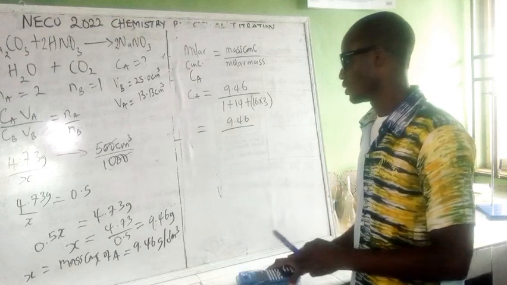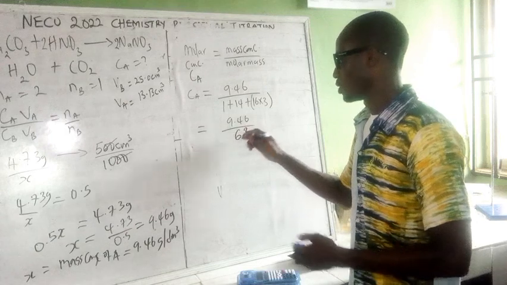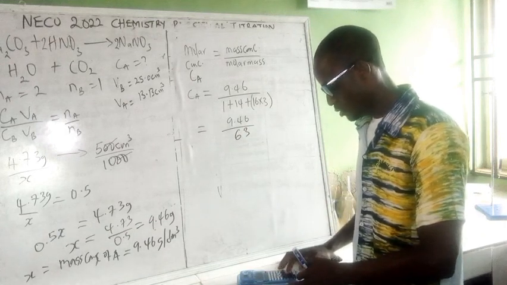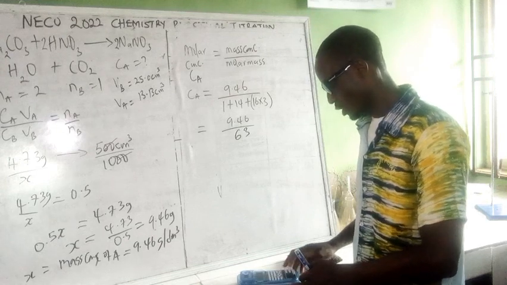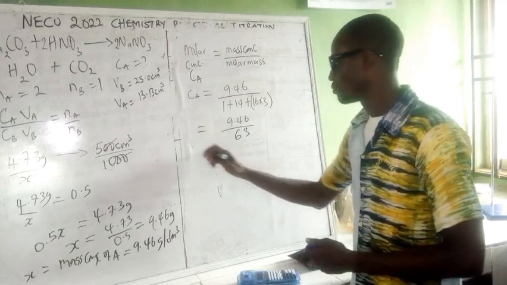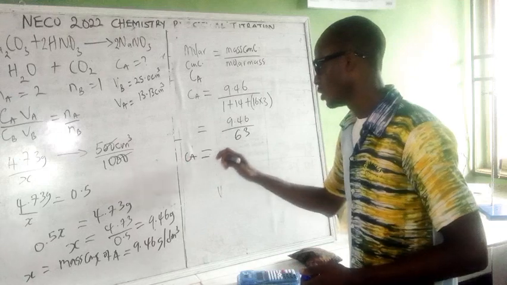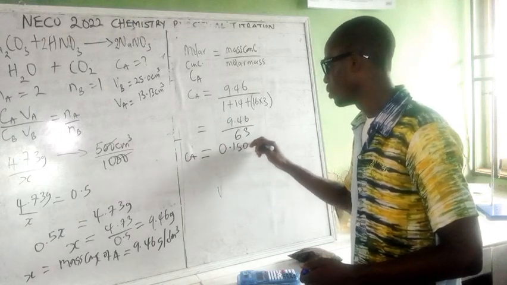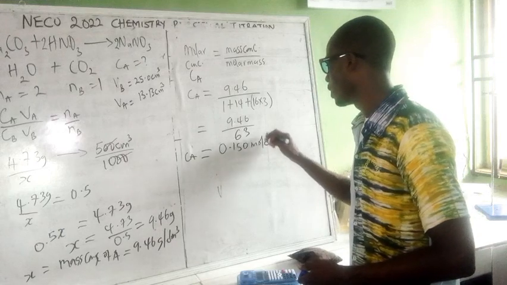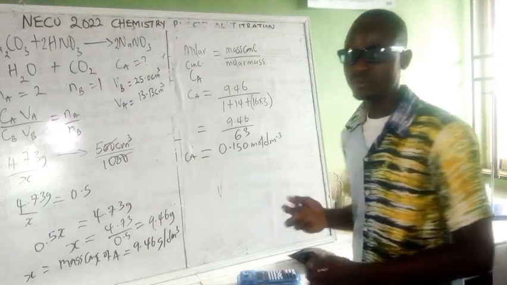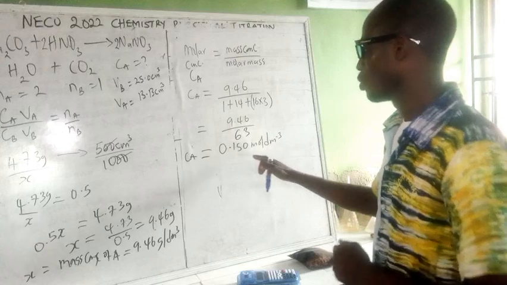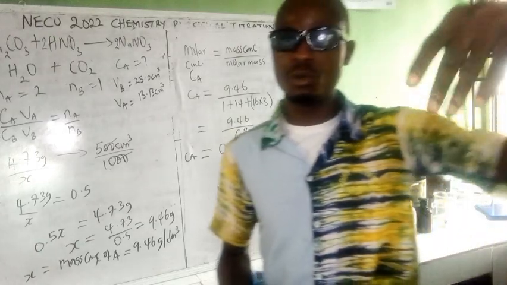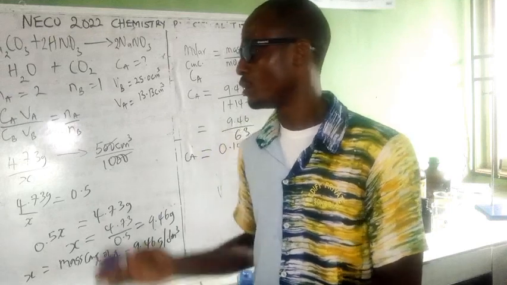So I'm going to have 9.46 over, this is 15 plus 48, and that is 63. So 9.46 divided by 63 gives CA equals 0.150 mole per dm³. So that is our concentration of A, that is CA, which means we have actually solved question 3 of the procedure of the question.